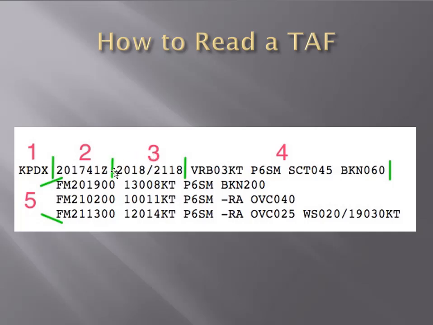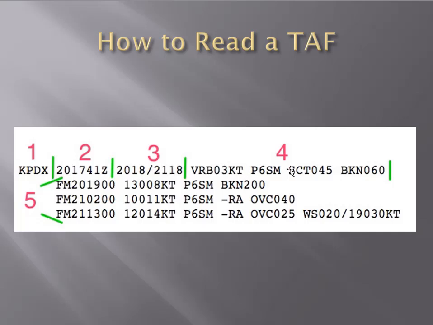Now, the third line means the time and the date for which the TAF is essentially valid. So this forecast is basically good from the 20th at 18 Zulu, which makes sense because it was issued on the 20th at 1741 Zulu. So this is going to take us from 18Z on the 20th through 18Z on the 21st. So this is a 24-hour TAF.